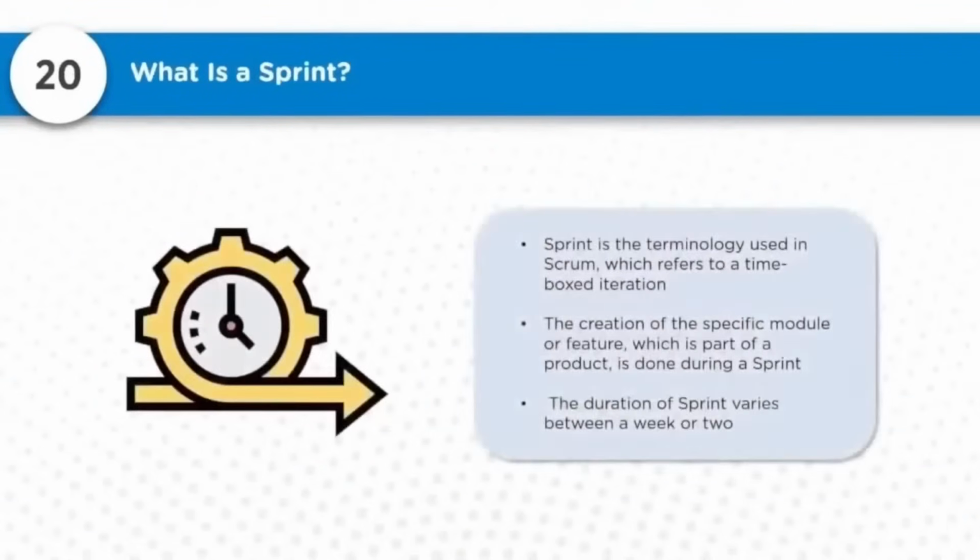So question number 20, what is a sprint? As I mentioned earlier in question number 4, sprint is the terminology used in Scrum. I think we explained various different concepts as we went through. Sprint is the terminology used in Scrum which refers to time-boxed iterations. We understood what these iterations in Scrum approaches are when we went through that. The creation of a specific module or feature which is part of a product is done during the sprint.